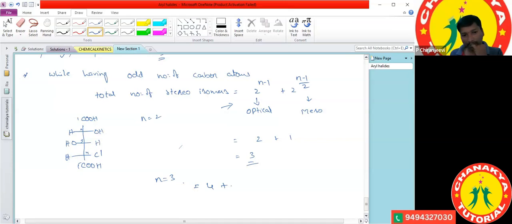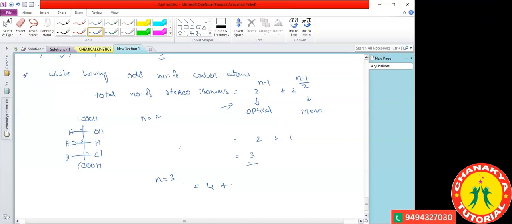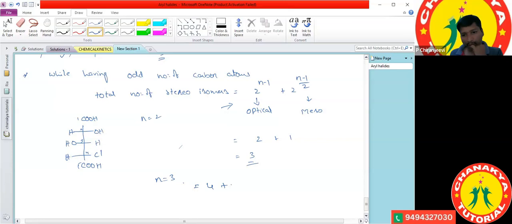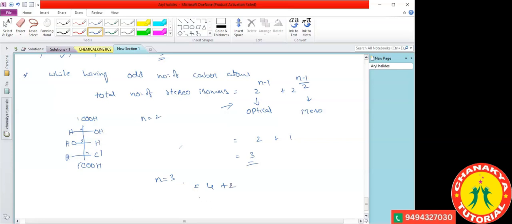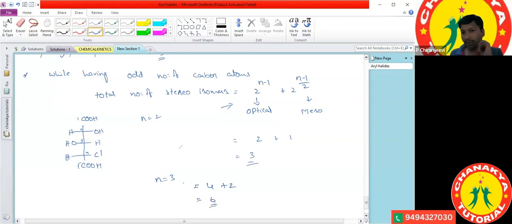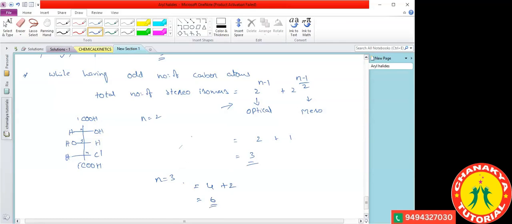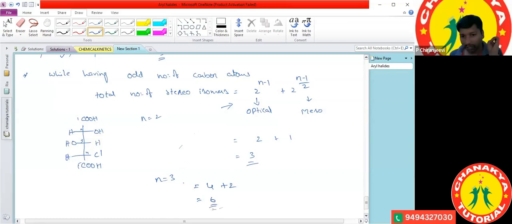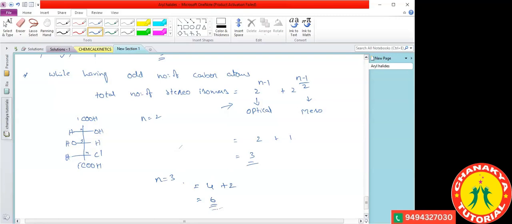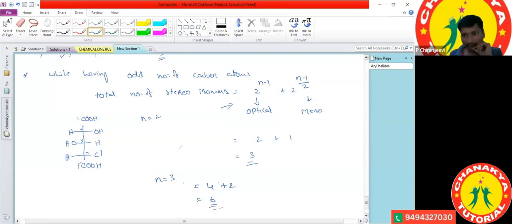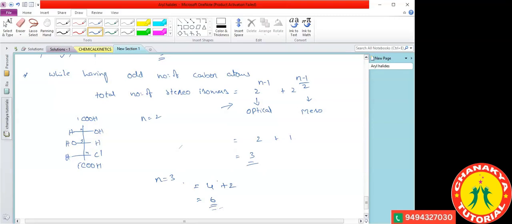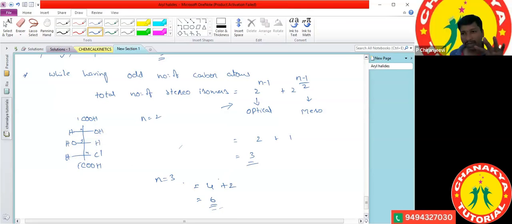Meso, how many will you get? 2, sir. 2 meso, and stereo will be 6, sir. Total stereo, it will be 5. Does anyone have any doubt in this one? No, sir. Second one, stereo will be 6 only. Next, does anyone have any doubt in this one? No, sir. So now you got the clarity, no?